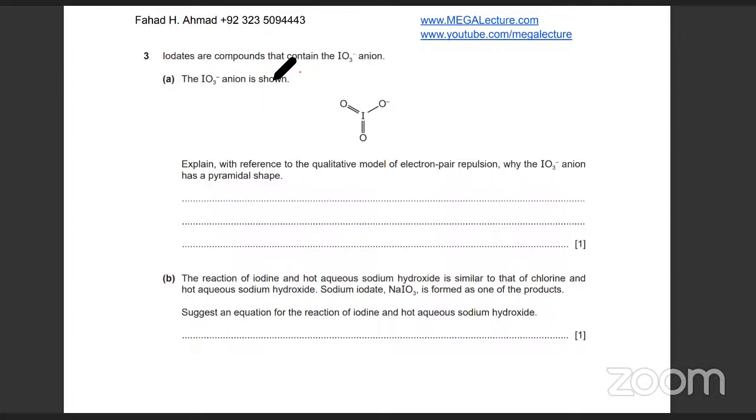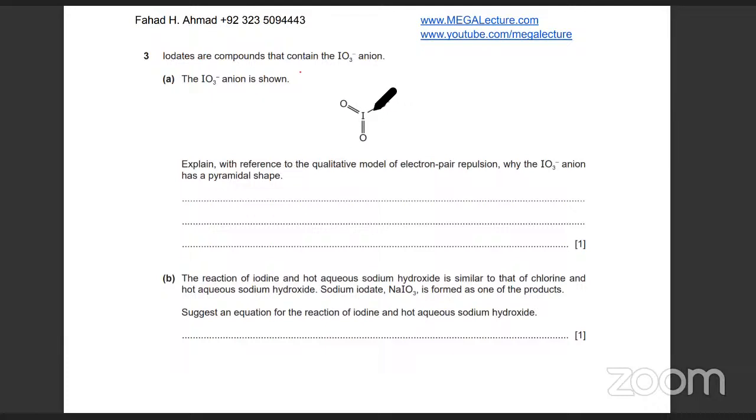Question number 3. He says that the iodates are compounds that contain IO3-1. Explain, with reference to the qualitative model of electron pair repulsion, why the IO3-1 ion has a pyramidal shape.